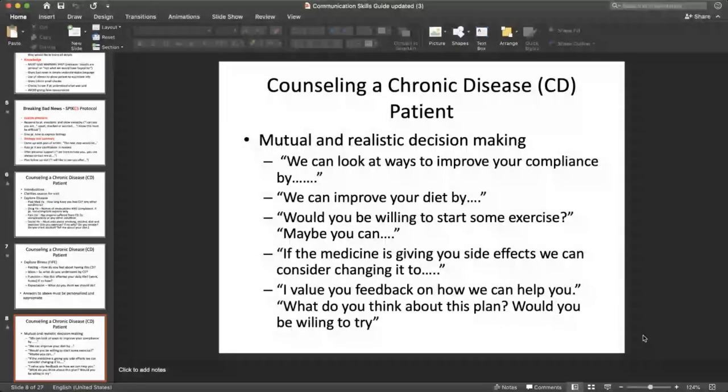A big part of the patient-centered clinical method or model has to do with mutual and realistic decision-making. So after you have explored both the disease and the illness experience, your job as a primary care physician or family physician is to negotiate with a patient a reasonable course of action that is mutually acceptable.